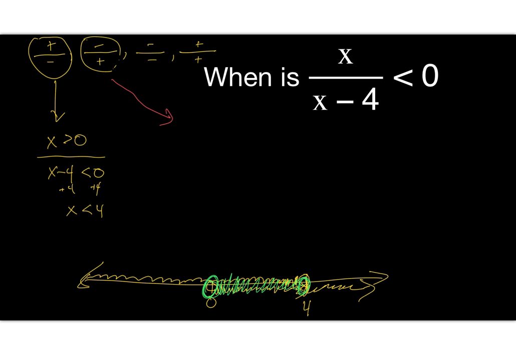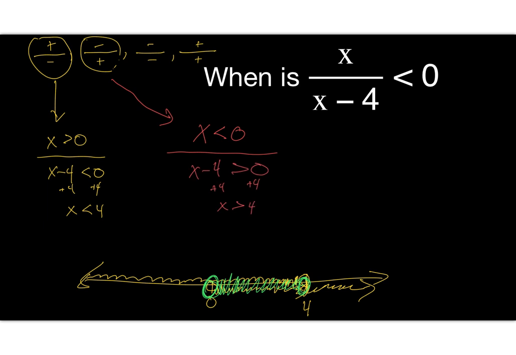Now I need, in the numerator, negative. So I need x to be negative, which is less than 0. In the denominator, I need the denominator to be positive, which means I need x minus 4 to be greater than 0. In the bottom, I'm going to add 4 to both sides, x greater than 4.